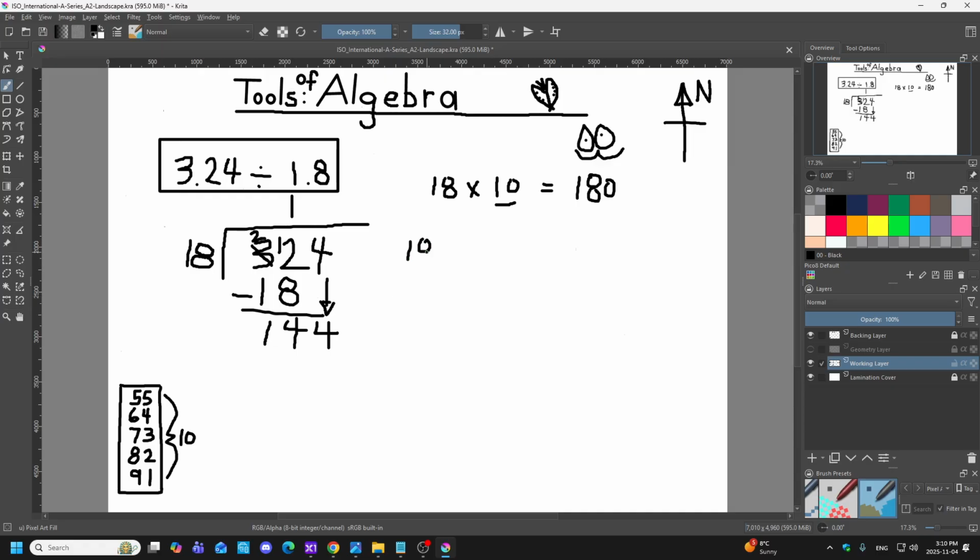180 is greater than 144, correct? So that means we can't use 10. What is 18 times 9? Well, we could do the long work and go 18 times 9. We could also easily just subtract 18 from this number. This would be our times 9.